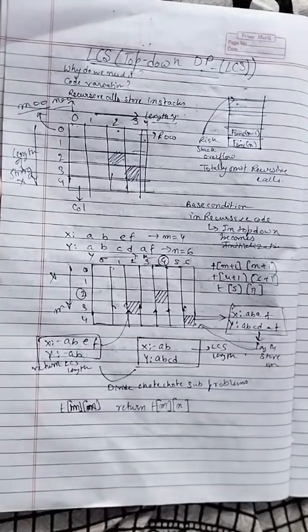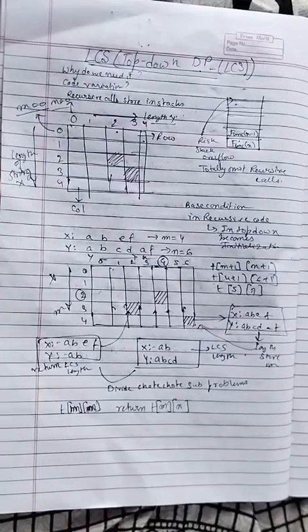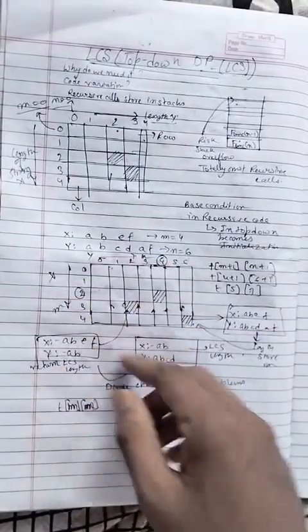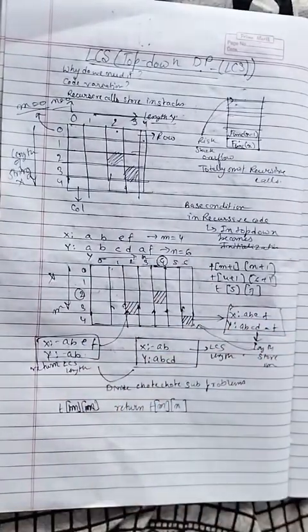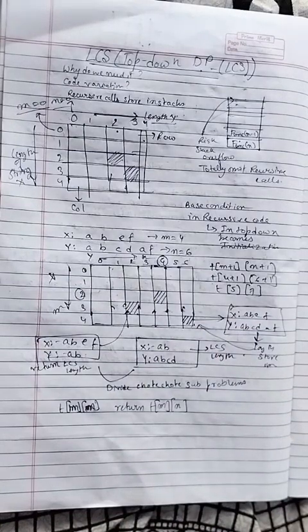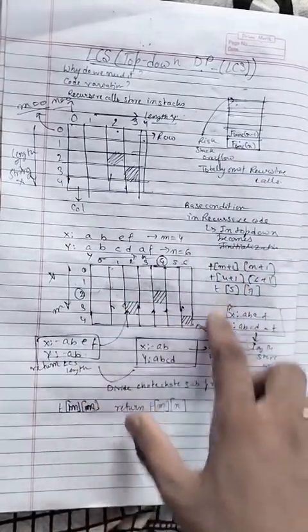So first of all we are taking a b e f as string x and a b c d a f as string y, and m equal to 4 and n equal to 6. These are the lengths of the strings. So we arrange this x and m here. In this figure we are representing the smallest sub problems that can occur while doing it.